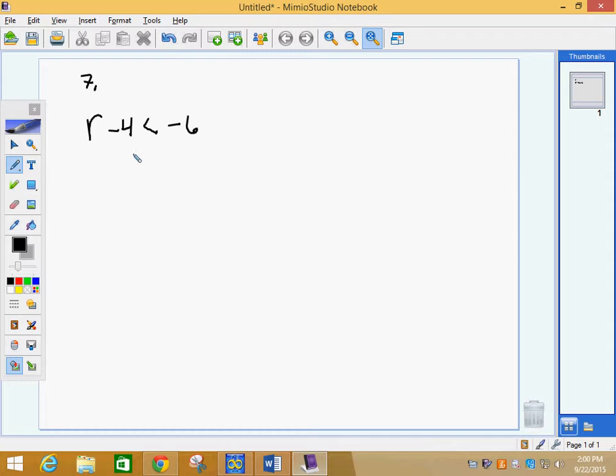This is a simple inequality, just a one-step inequality. We solve this just like we're solving an equation. So I have 4 being subtracted from r, so I do the opposite. I add 4 to each side of the inequality symbol. This cancels, bring the rest down. R is less than -2 is the solution.